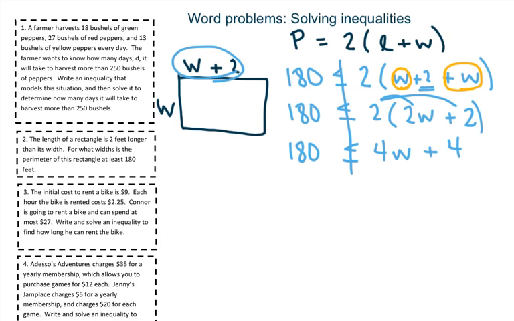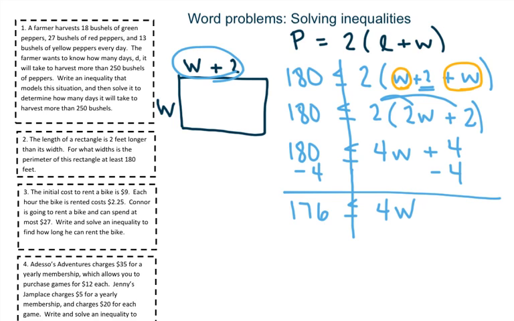And to isolate the variable, I'm going to subtract 4 first. And I get 176 is less than or equal to 4w. Now I need to divide both sides by 4.